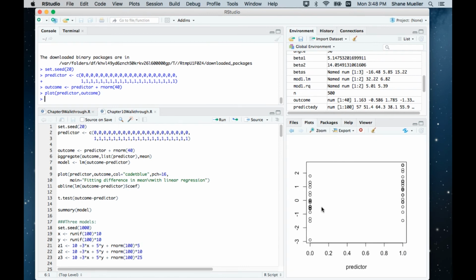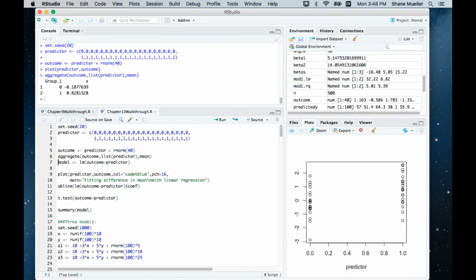you see that predictor level 0 has lower values than predictor level 1. If I use aggregate, I can see the results. The average for group 0 is negative 0.18 and the average for group 1 is 0.82. And so maybe we would find that these are statistically significantly different.